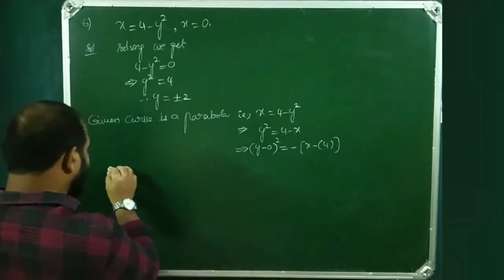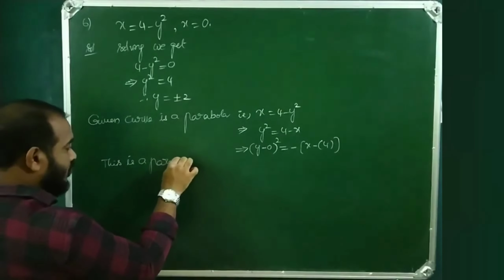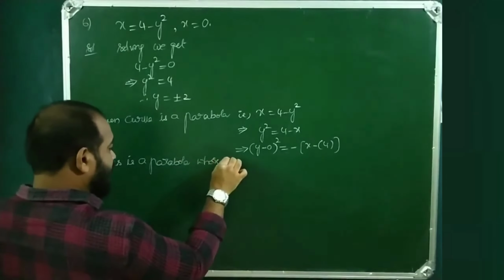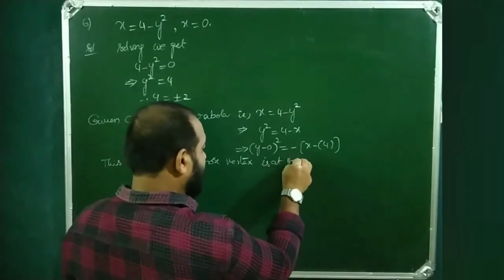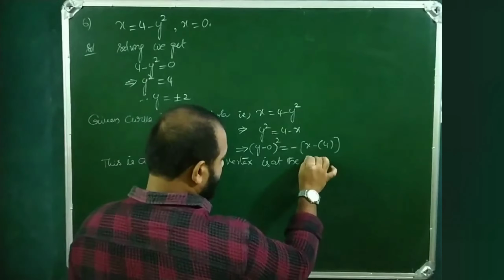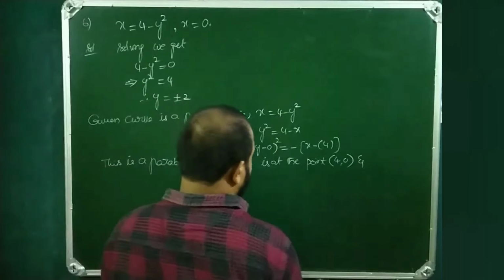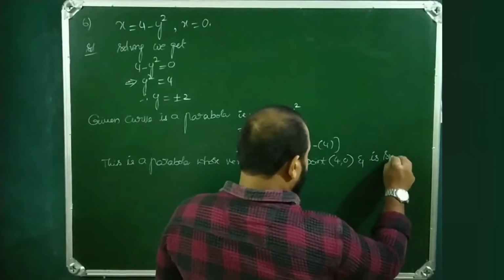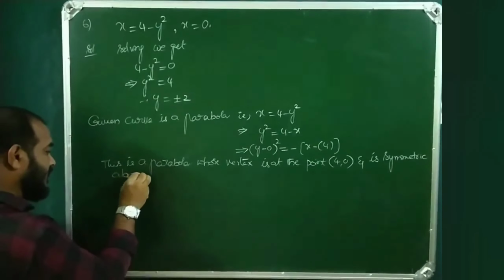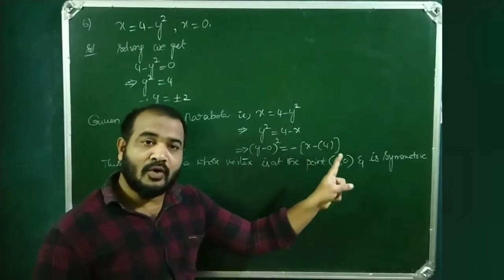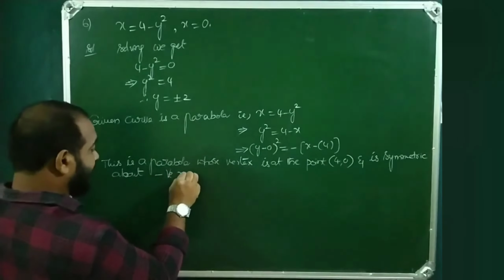So this is a parabola whose vertex is at the point 4 comma 0, and is symmetric about, see here, y power is even, so symmetric about the x-axis. Which x-axis? Negative x-axis, about the negative x-axis.